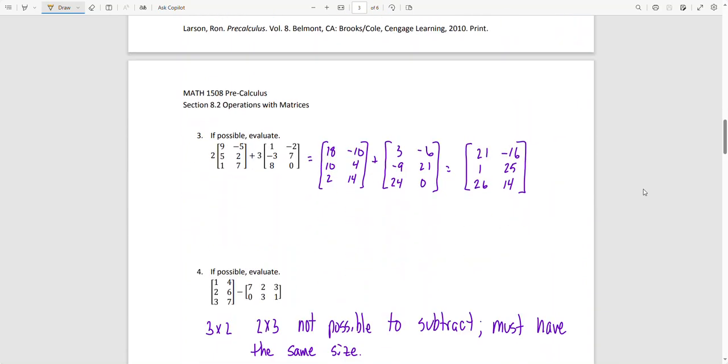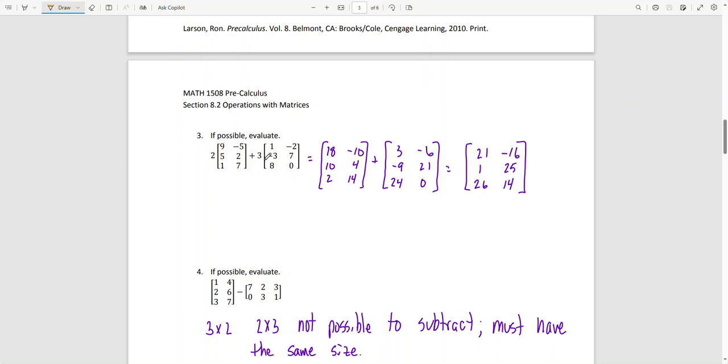If possible, evaluate. This time I did remember the 2. This time I multiplied through by 2 first. So I did 2 times every term in that first matrix. 2 times 9, 2 times -5, 2 times +5, 2 times 2, 2 times 1, and 2 times 7. I also multiplied the second matrix by 3. 3 times 1, 3 times -2, 3 times -3, 3 times 7, 3 times 8, and 3 times 0.